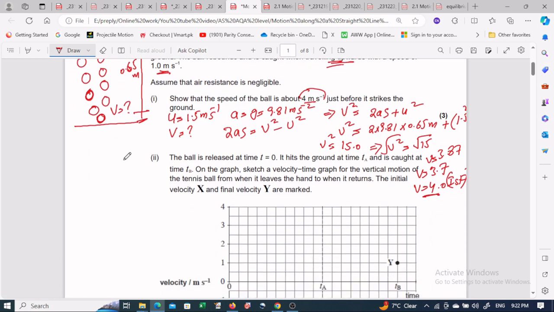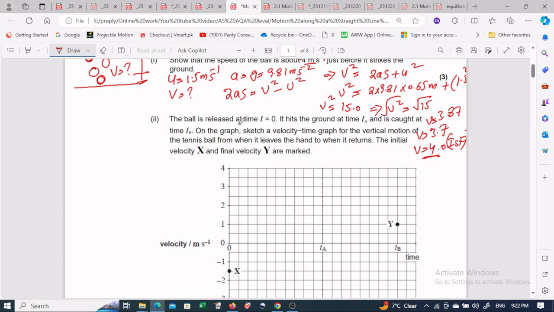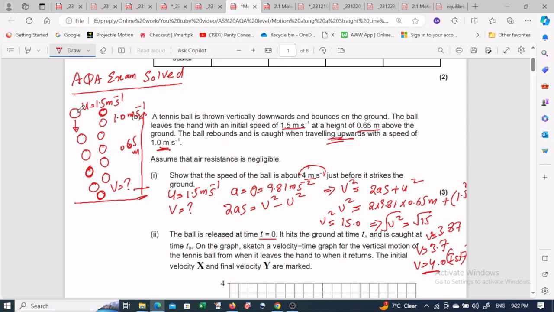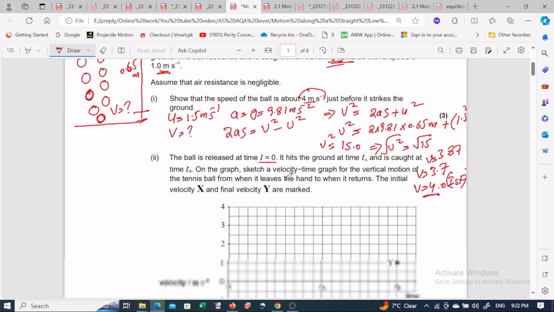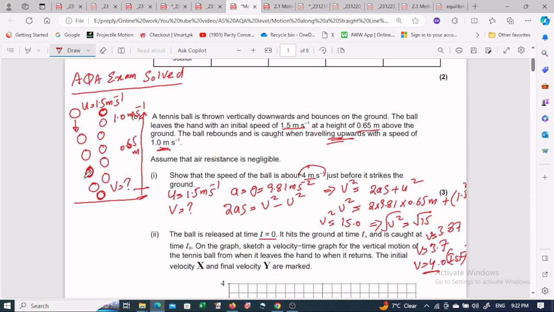Now for part two, the ball is released at time t equal to 0. So it means the ball is released here and the time starts now. It hits the ground at time ta, and is caught at time tb. Just before hitting the ground, its time is ta, and when it is caught at the highest point at the speed of 1.0, its time is tb.